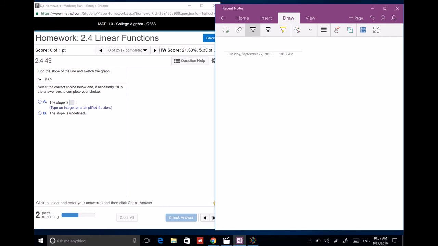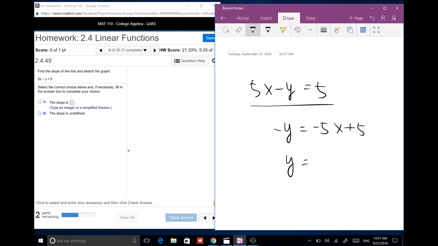Okay, so next one, slope of 5x minus y equals 5. We need to change this into slope-intercept form. So negative y equals negative 5x plus 5. We get y equals 5x minus 5. Slope is 5, intercept is negative 5.